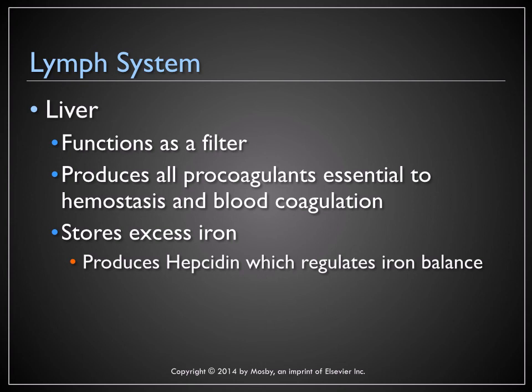Now, what is hepcidin? Hepcidin is produced by the liver and is a key regulator of iron balance. The synthesis of hepcidin is stimulated by iron overload or inflammation. Hepcidin reduces the release of stored iron from intestines and macrophages. So when the iron is deficient, hepatocytes produce less hepcidin. I'm not going to test you a lot on hepcidin. If I have to, I will only want to know what the liver function is, what it stores, and that it produces hepcidin, which is a key regulator of iron balance.